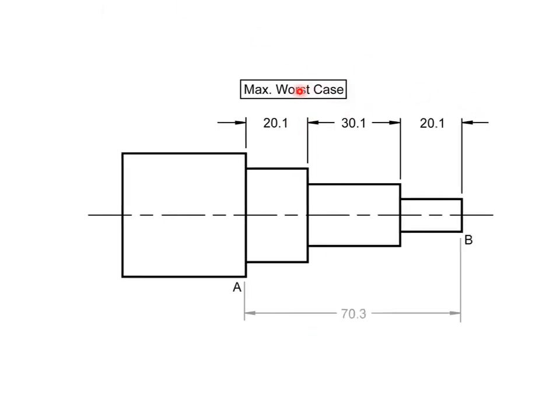So if you go with the maximum tolerance of plus 0.1, you'll end up with 20.1 plus 30.1 plus 20.1. This is the worst case on the maximum side. Add them all up, you get 70.3 on the maximum.